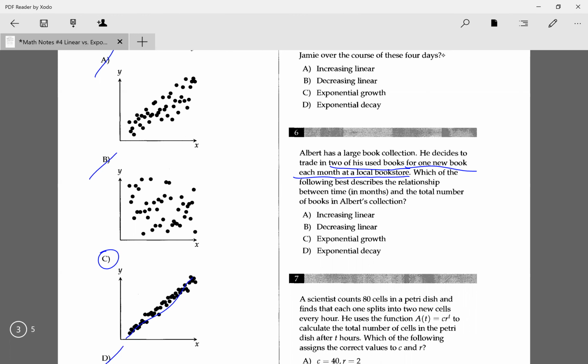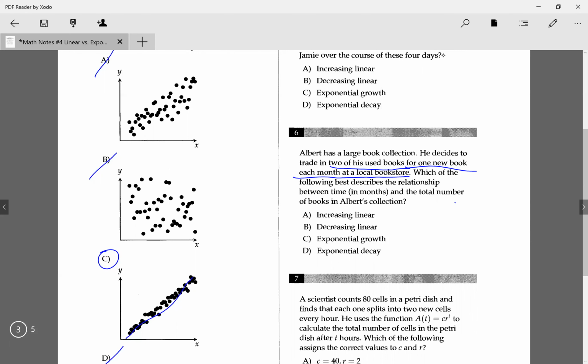So Albert has a large book collection. Let's say he has 10 books. I'm sure he has more, but I'm just gonna use simple numbers for the sake of it. So he has 10 books. He uses 2 of his books, so he gives in 2 of his books. So now he has 8 books. But he gets 1 new book. So now he has 9. So he lost a net loss of 1 book for each month.